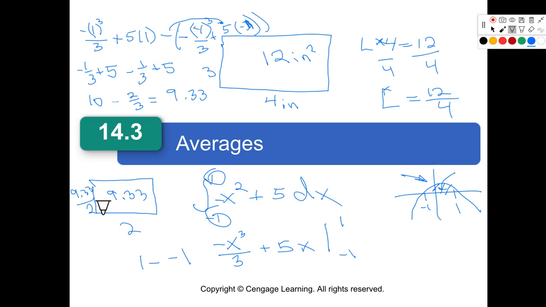So it's just taking the area and saying, when you average something, what if this was like a swimming pool and it had the same depth all the way along? It would be 9.33 divided by 2. That's how deep it is, instead of having that bubble shape. That's all this whole unit is. Does that kind of make sense?